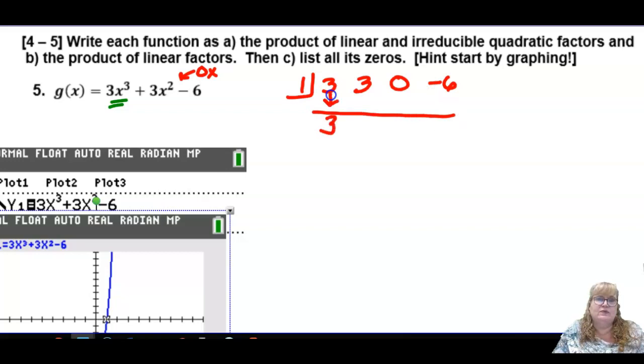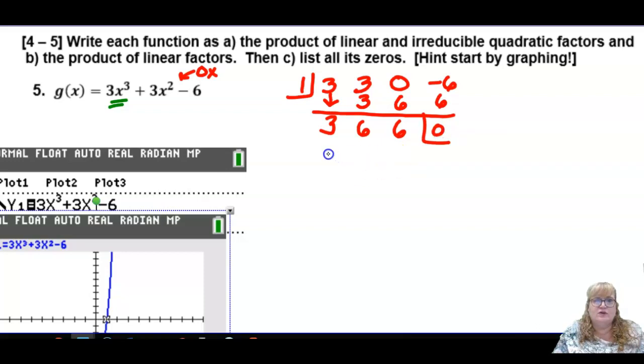Bring this down. 1 times 3 is 3. 3 plus 3 is 6. 1 times 6 is 6. 0 plus 6 is 6. 1 times 6 is 6. Negative 6 and 6 is 0. That's our remainder, so it worked.